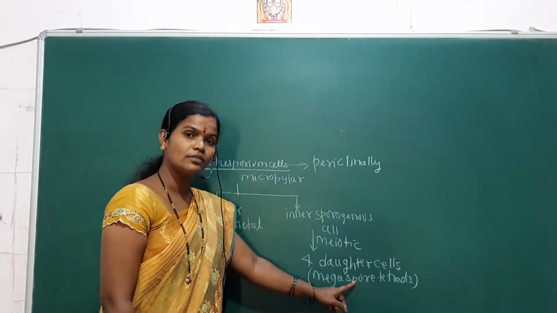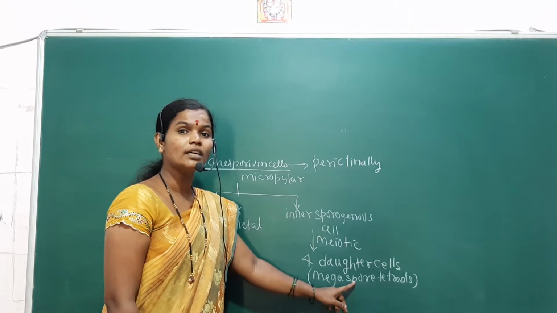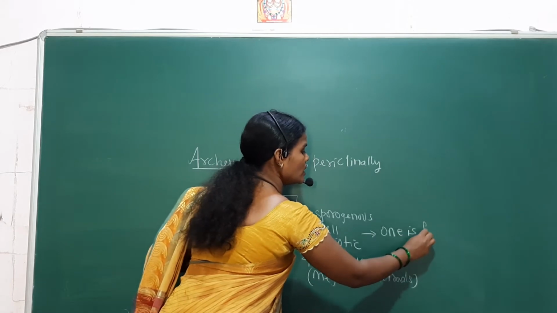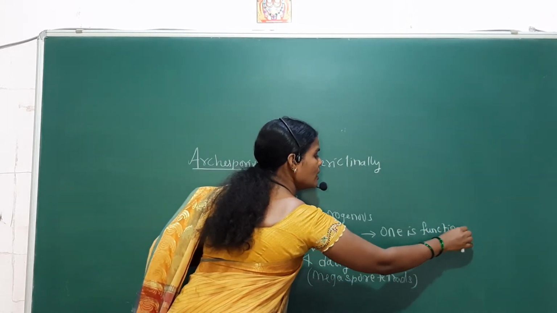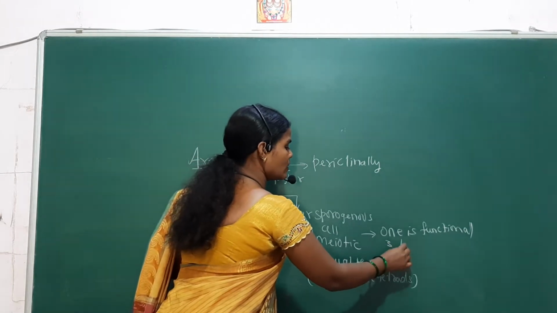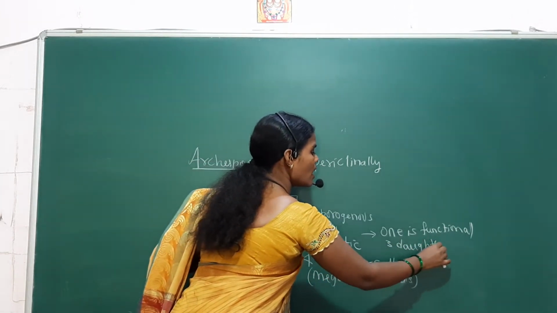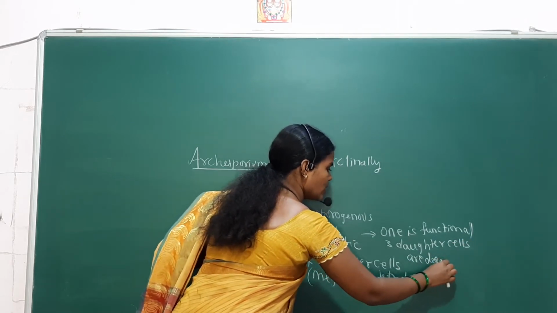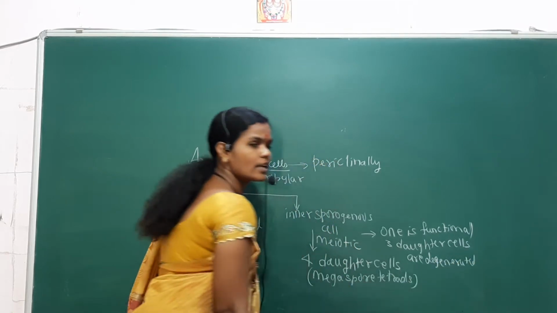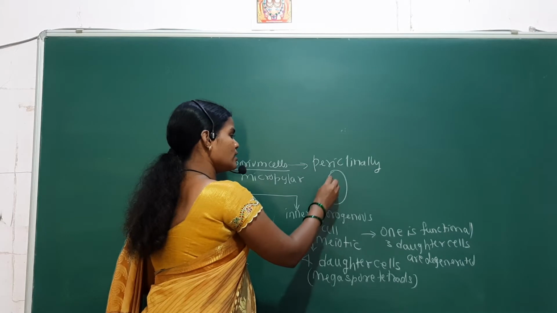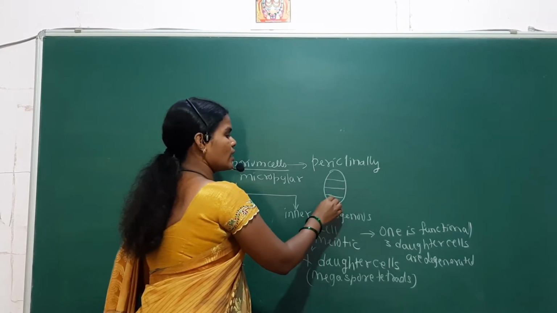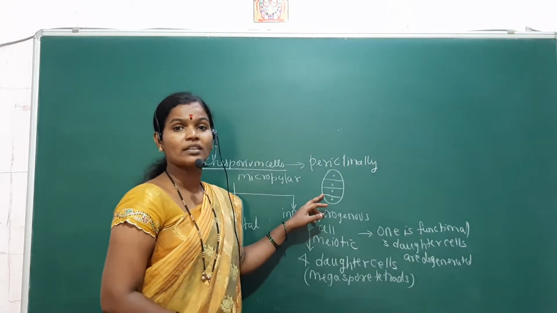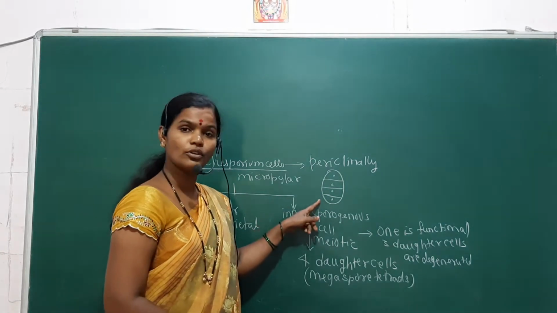So among the 4 daughter cells, one is functional and 3 daughter cells are degenerated. See here, like this the 4 cells are formed. Yesterday I showed you by drawing the diagram. It is a rough diagram, so you have to practice the diagram also. So these are the 4 daughter cells.